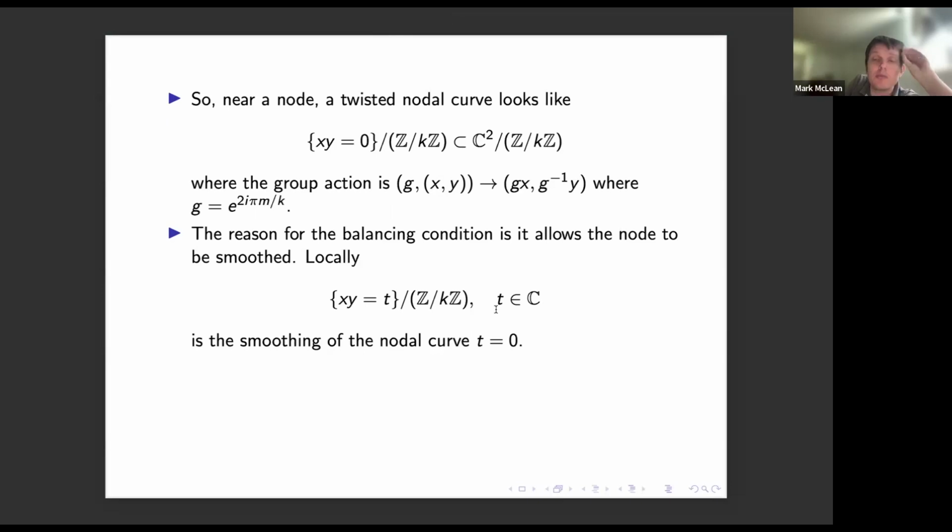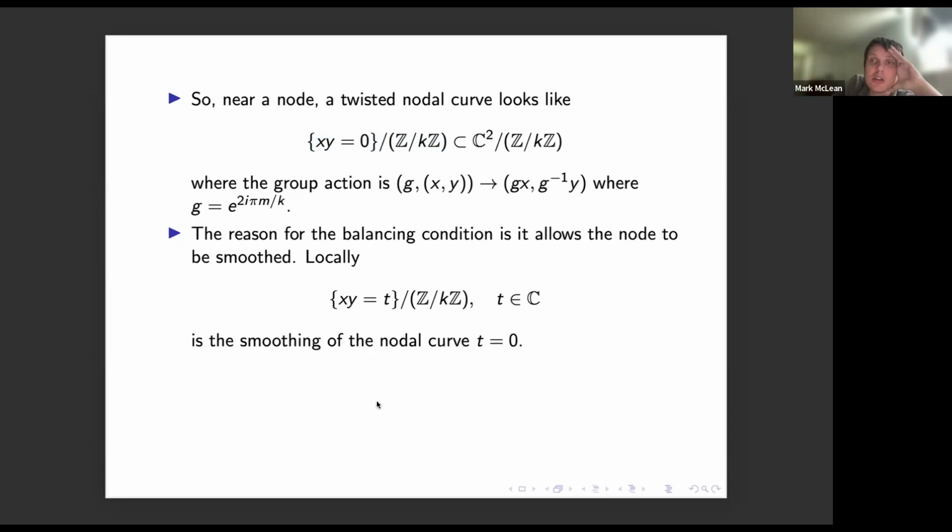Okay. So maybe I just want to motivate this balancing condition. Near a node, you could think of a twisted nodal curve as a well. It sort of looks like x times y equals 0 modulo a group action. x and y are holomorphic coordinates on C2, and on C2 you have this group action. The group action is a root of unity, say, that acts on x, and its inverse acts on y. So it acts in opposite directions on the x and y coordinates. This is how you can think of what a twisted nodal curve looks like near a node.